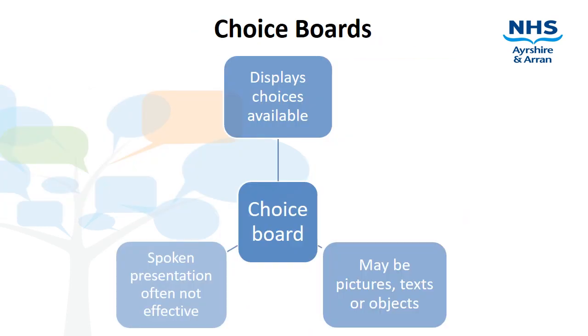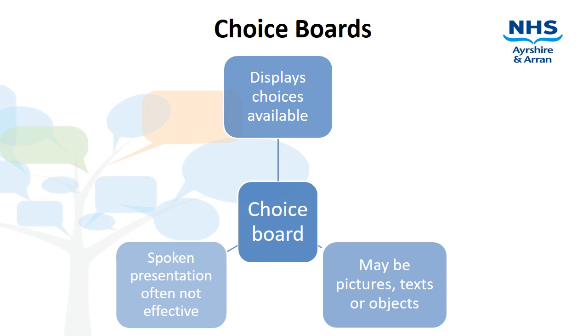Choice boards are what we're going to talk about next. So a choice board is a visual 2 or 3-dimensional exhibit of the choice of possibilities for things such as leisure activities, what to eat, what song we're going to sing, what we're going to listen to, what job we're going to do. The choices can be expressed as pictures or text, so they can be 2-dimensional, or they can be represented by objects or tangible symbols, so 3-dimensional.